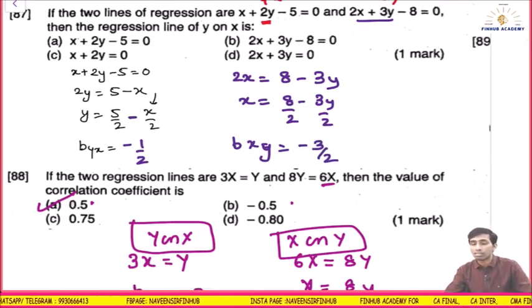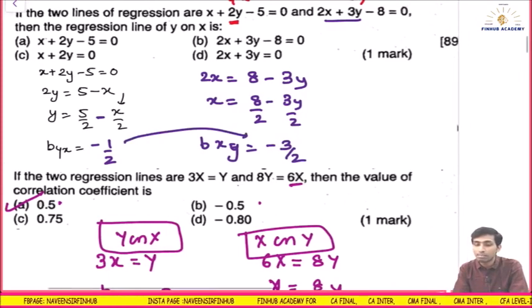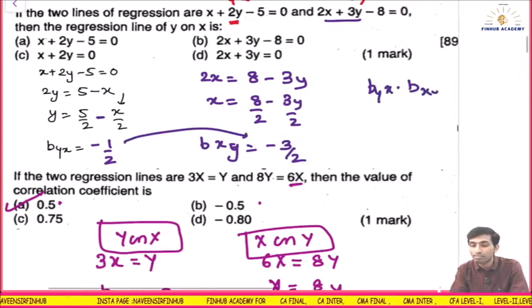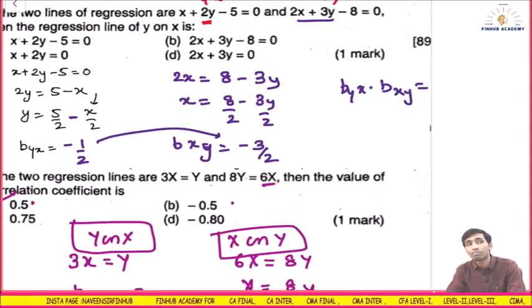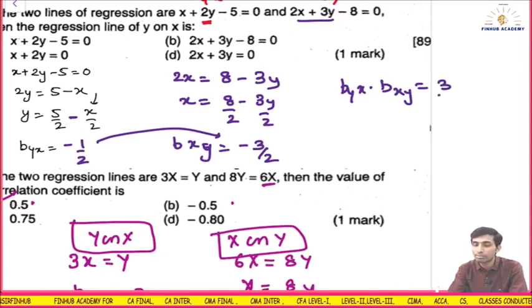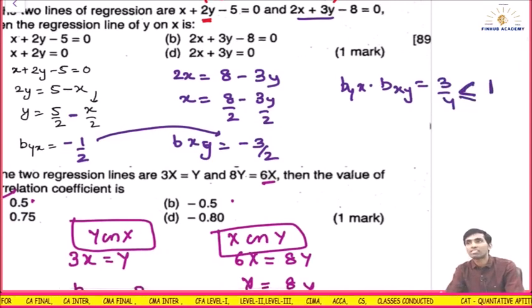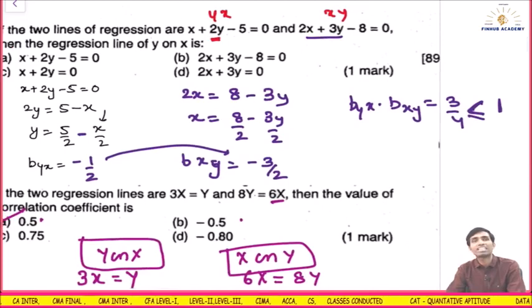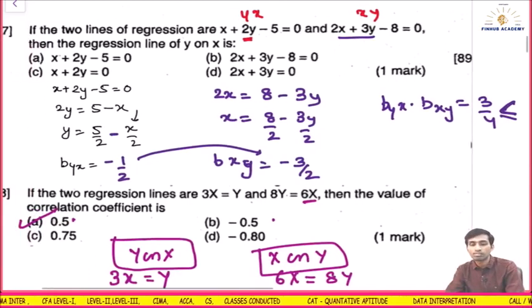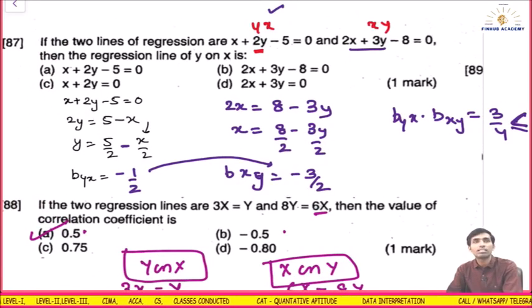See, understand, first thing, when you multiply these two, b_yx into b_xy, what do you get? Minus minus becomes plus, 3 1s are 3 and 2 2s are 4. So 3 by 4 is the answer when you multiply. So this is less than what? Less than or equal to 1. That means the condition is satisfied, so your assumption was right. If you get this more than 1, then your assumption is wrong. So which is y on x? Your assumption is right, this was y on x. Understood? Otherwise, if you get the wrong answer, the other one is y on x.